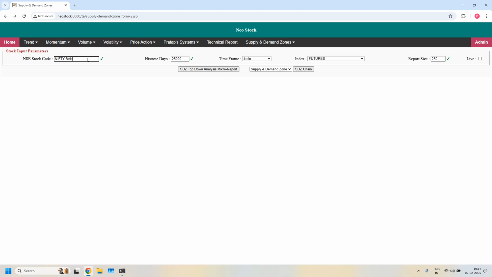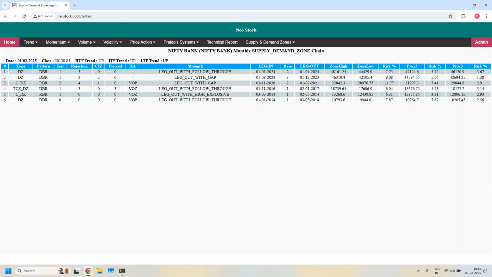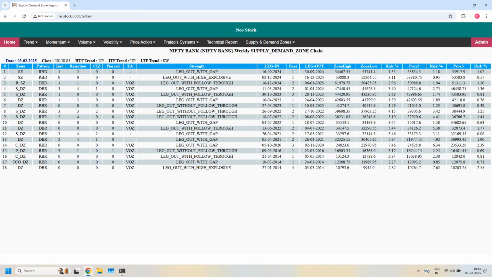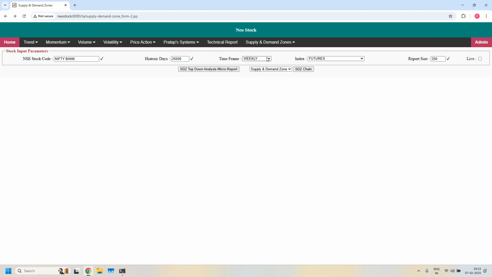Bank Nifty, that is nothing but Nifty Bank, starting from monthly time frame. Monthly supply demand zone chain for Bank Nifty. Next, weekly supply demand zone chain for Bank Nifty. Next, daily supply demand zone chain for Bank Nifty.